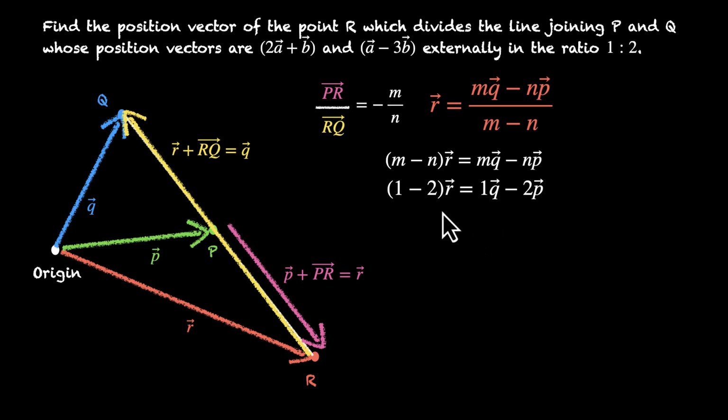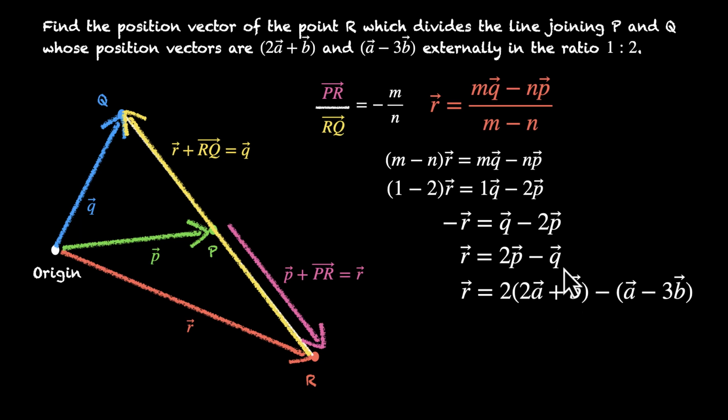Let's clean this up first. We have minus R vector equals to Q vector minus 2p vector, or R vector, that's 2p vector minus Q vector. Now P vector is 2a vector plus b vector, and Q vector is a vector minus 3b vector. Now simplifying this, we have R vector equals to 2 times 2, 4 minus 1, that's 3a vector, plus 2 plus 3, that's 5b vector. So R vector can also be written in terms of a vector and b vector. R vector is 3a vector plus 5b vector.